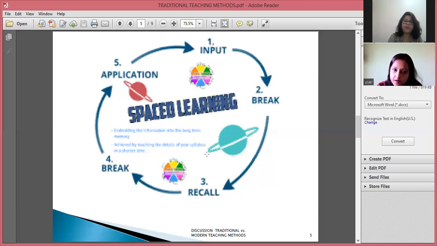The benefit of this spaced learning is the break, which gives time for concept building to the student. So, a break means, suppose the teacher would say to the students, 5 minutes break or maybe 10 minutes break. Okay. Got it.